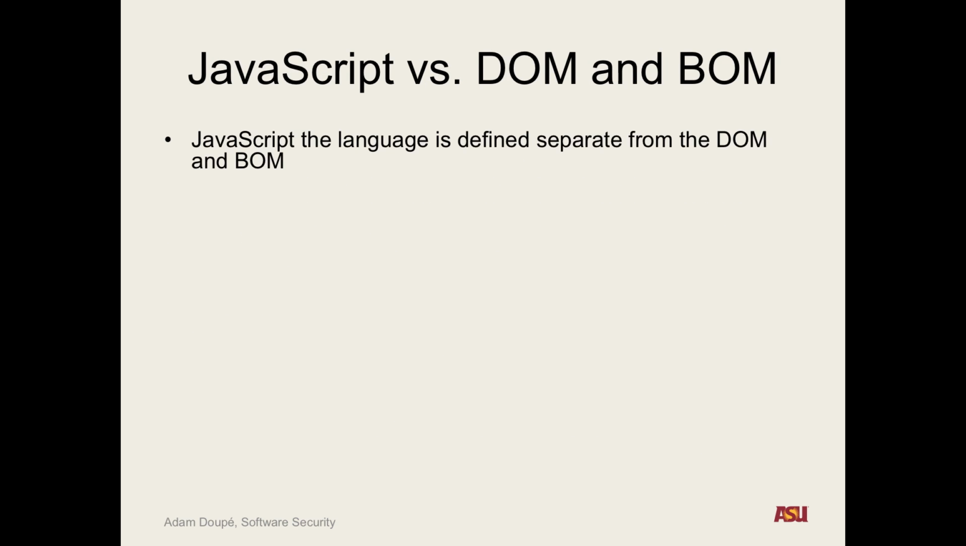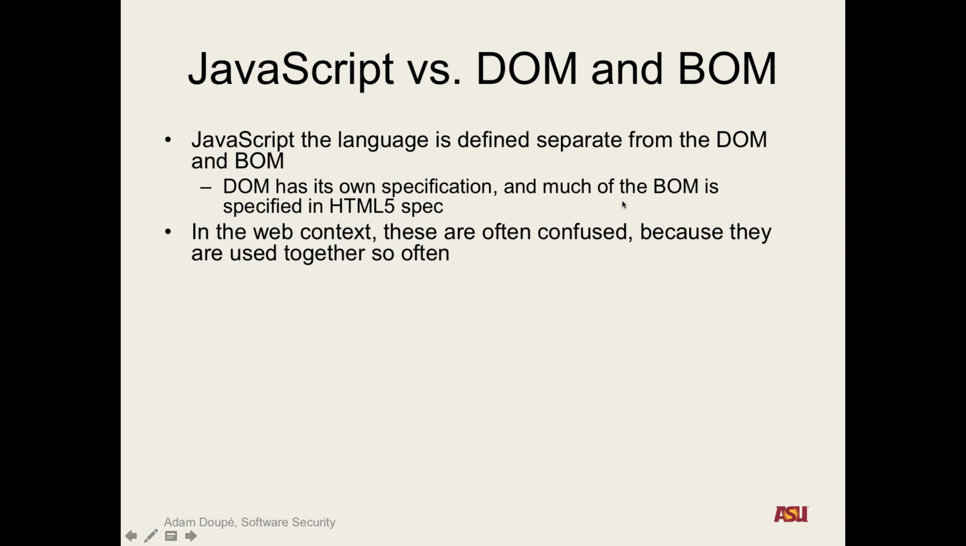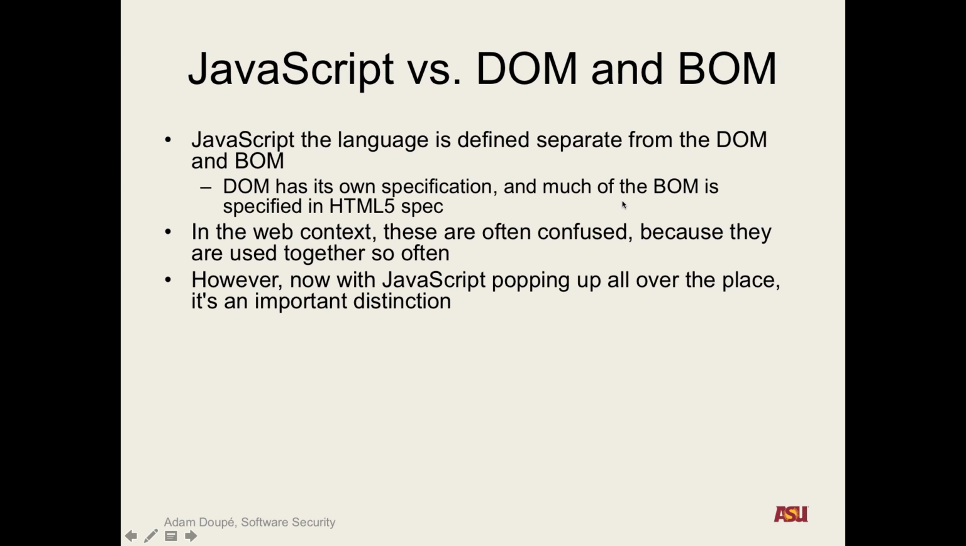Okay. So just to reiterate, JavaScript, the language, is different from the document object model and the browser object model. DOM has its own specification. The BOM is kind of specified in HTML5. They're used together so much, but with JavaScript occurring everywhere, it is important to separate these in your mind, right?